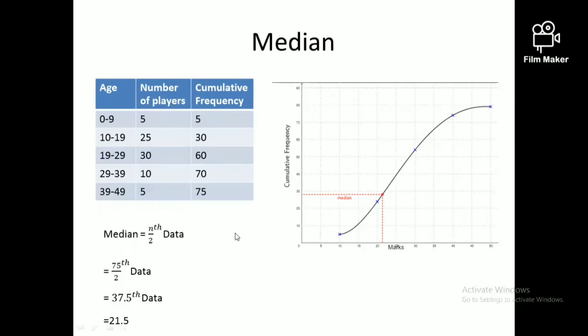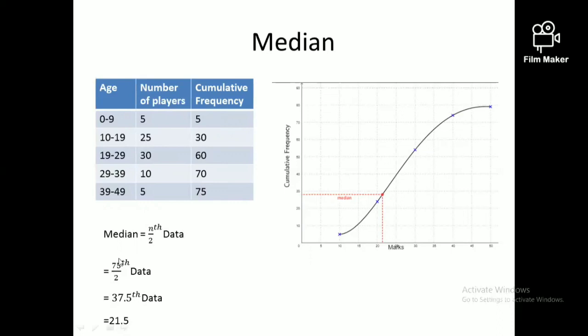Hopefully, let's see whether these answers are correct. Yeah, 5 plus 25 is 30, 30 plus 30 is 60, 60 plus 10 is 70, 70 plus 5 is 75. 75 divided by 2 is not 37.5.